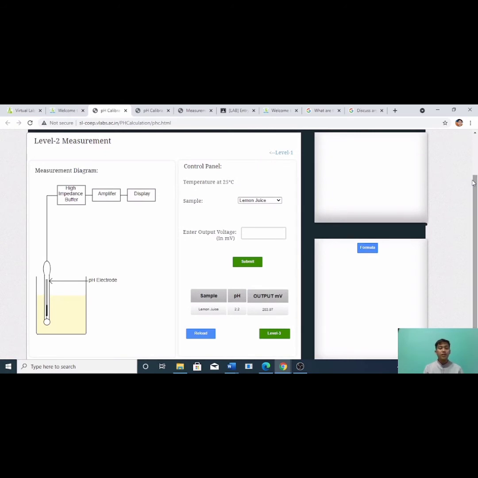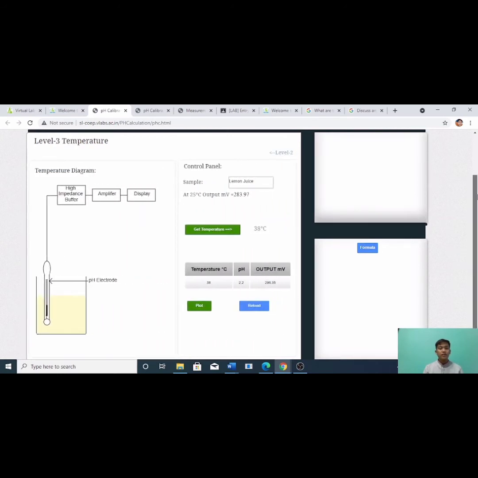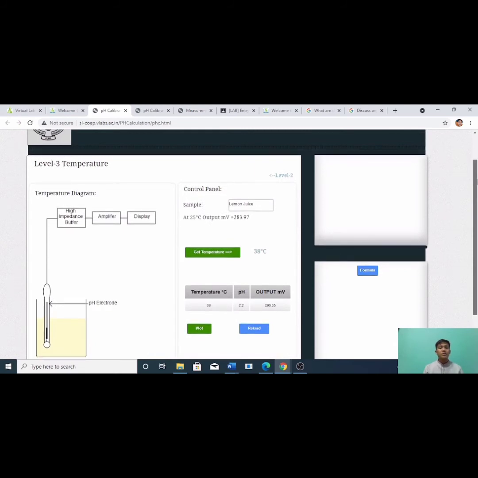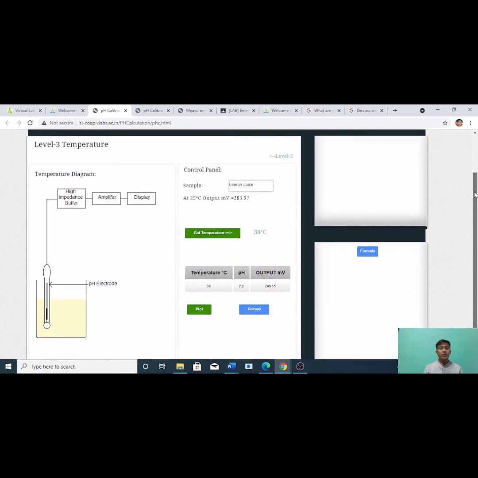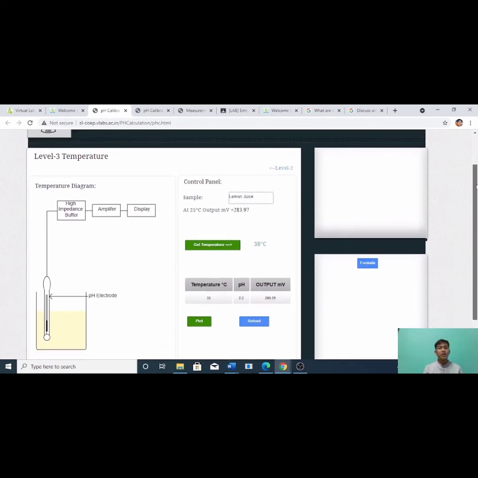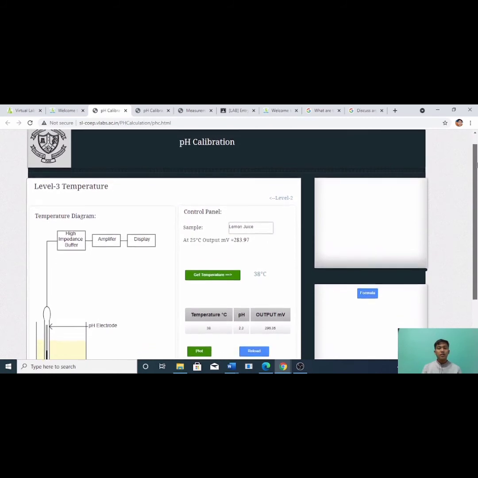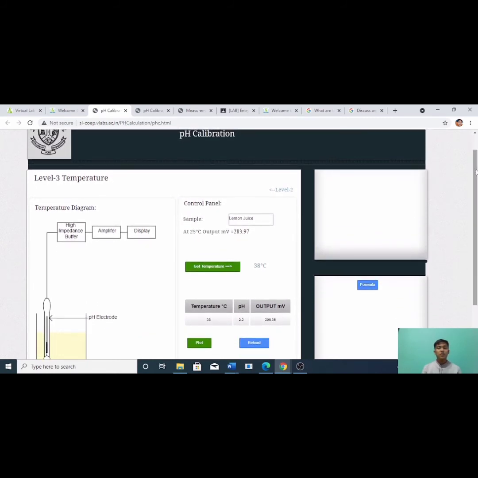And for level 3, as we select our sample solution from level 2, it proceeds to level 3 for the variation of temperature. As we increase our temperature, we also increase our output MV. As we increase the temperature, we increase the output MV. As we increase our pH value, we decrease our output MV. So that is the conclusion.